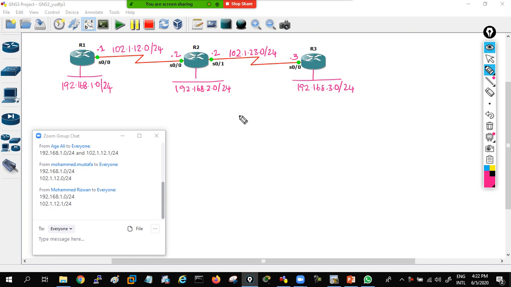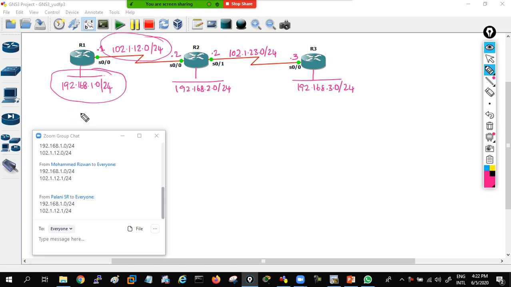Perfect. So the easiest part for router 1, if you want to use dynamic routing, is that whatever you know, meaning the connected networks and the known networks, you just advertise in your routing protocol. That's it. I am going to advertise these two networks, 192.168.1 and 102.1.12, in my routing protocol, either RIP or EIGRP or OSPF. Let's say today our session is RIP.